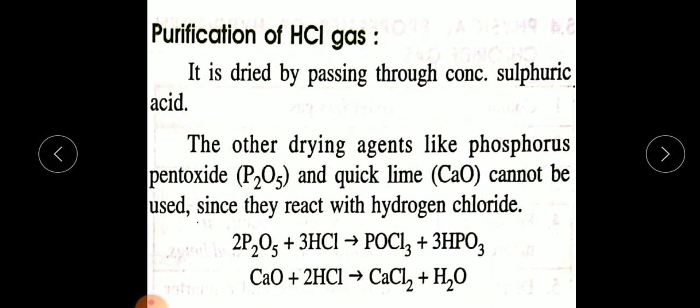The HCl gas that is produced by the lab method is dried by passing through concentrated sulfuric acid. The other drying agents like phosphorus pentoxide and quicklime cannot be used since they react with hydrogen chloride. So in purification or drying of HCl gas, we use only concentrated sulfuric acid. If phosphorus pentoxide reacts with HCl, it forms PCl3 plus H3PO3, and calcium oxide reacts with HCl to form calcium chloride and water.